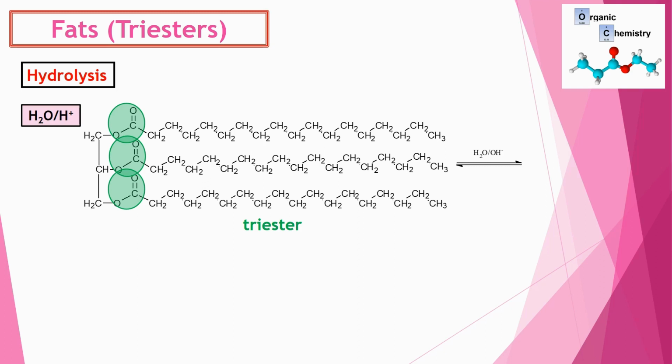Now this triester is a fat or an oil, and how long the carbon chains are and whether there is a double bond or not will depend on the type of oil that it is, from palm oil to fats that come off animals to coconut oil. They all have their distinctive number of carbons and double bonds coming off certain parts of the chain.